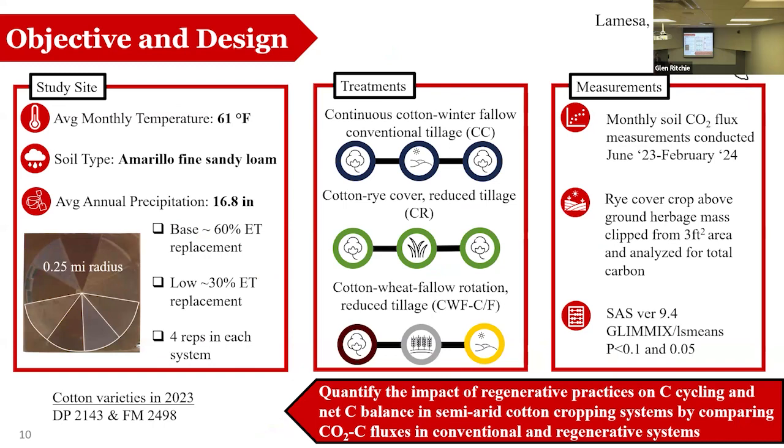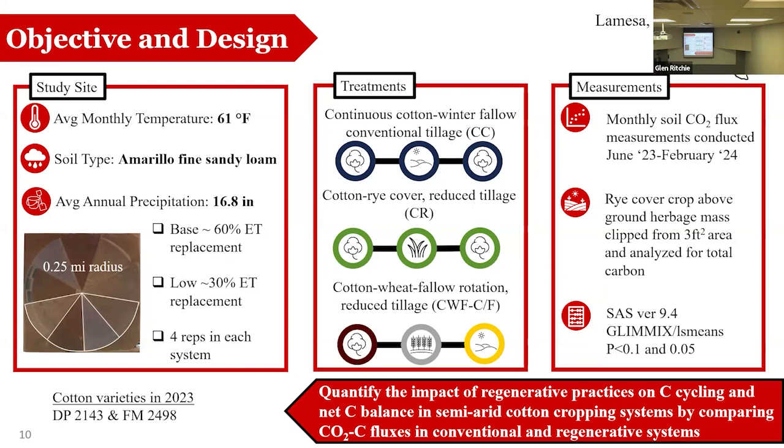So this study took place in Lamesa. It's about an hour south of here. It's an Amarillo fine sandy loam, and the monthly temperature is going to be very similar to here, of course. This was done under center pivot irrigation with 2 different irrigation levels, 60% ET replacement and 30% ET replacement.